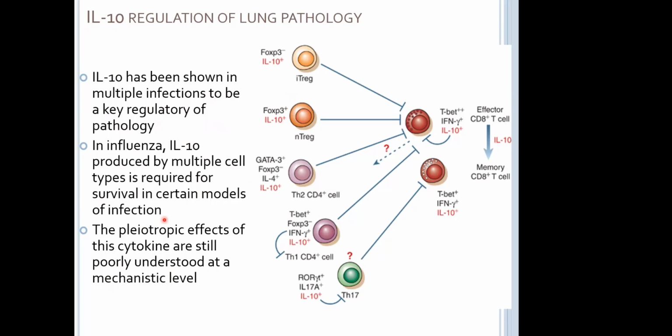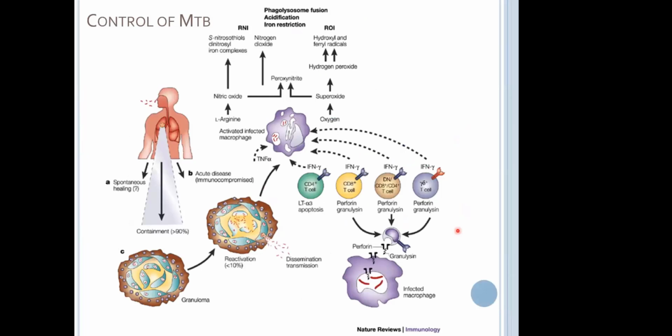And the pleiotropic effects of the cytokine are actually still really poorly understood at a mechanistic level. IL-10 can work on almost every cell type, and it will cause it to stop doing what it's doing really, really quickly. And we don't really understand all the signaling pathways that it uses to do this. It's incredibly, incredibly potent. And so it can be made by many, many different cells and act on many, many different cells to shut down the response.